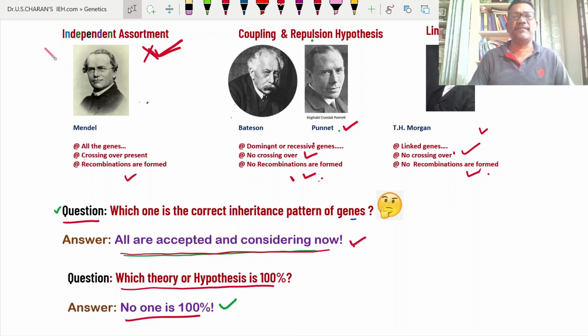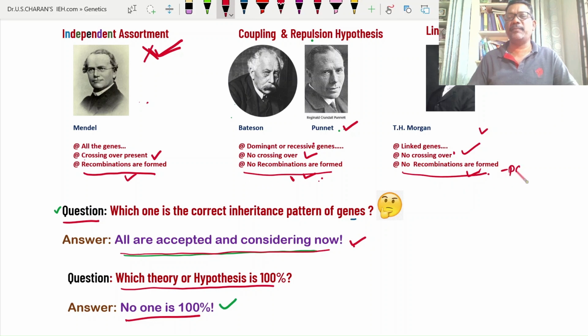Finally, comparison of independent assortment with the coupling and repulsion hypothesis and the linkage. In the independent assortment, new genetic recombinations are forming with the crossing over. But in the coupling and repulsion hypothesis, as well as in the linkage, there are no new genetic recombinations. They can form only parental progenies because there is no crossing over.